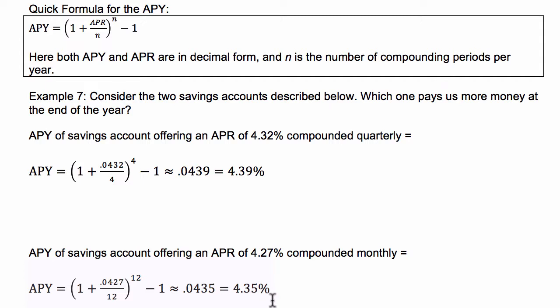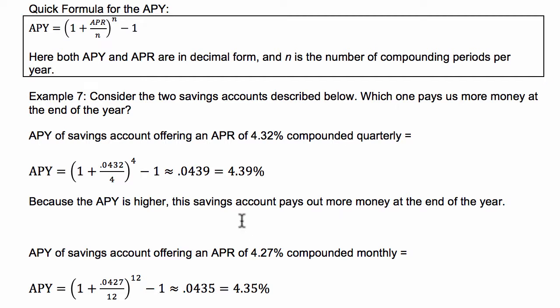Since we converted both APRs to APYs, we are now able to compare the actual percentage return at the end of the year. Since 4.39% is greater than 4.35%, the first savings account pays out more money at the end of the year. Note, if we were to have rounded to 1 decimal place as a percentage instead of to 2, the APYs would have been identical.